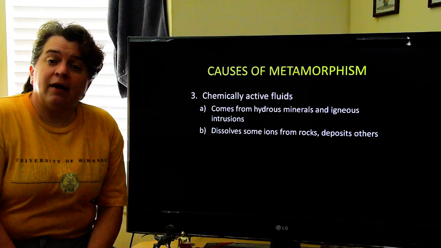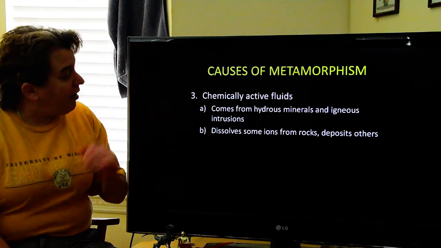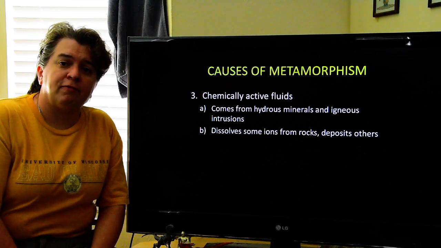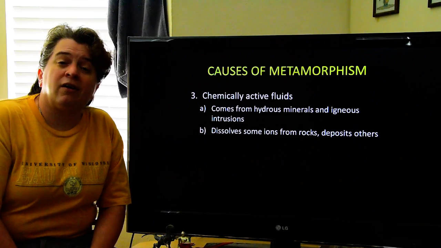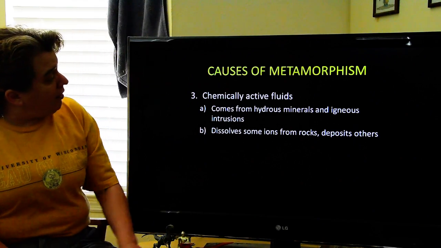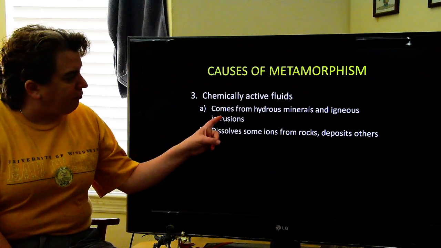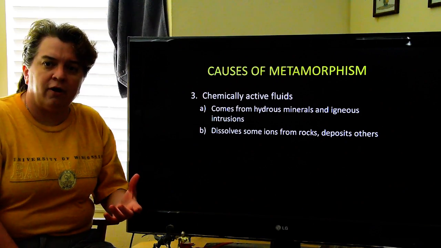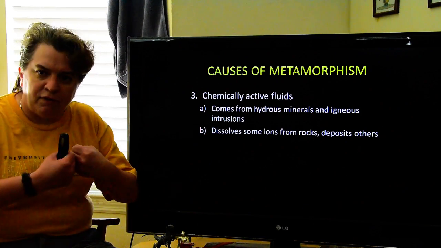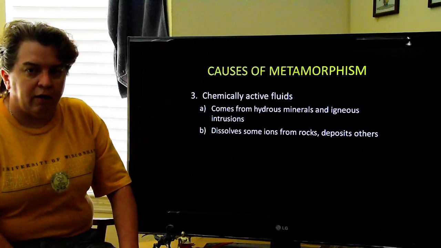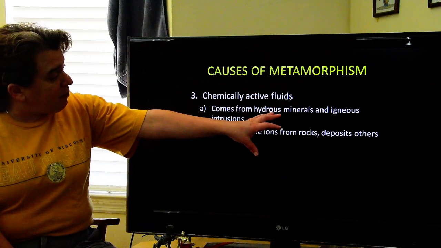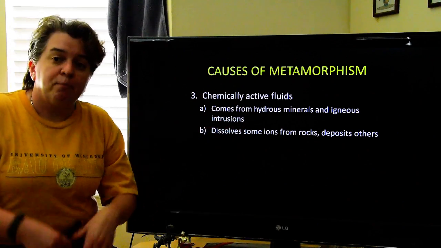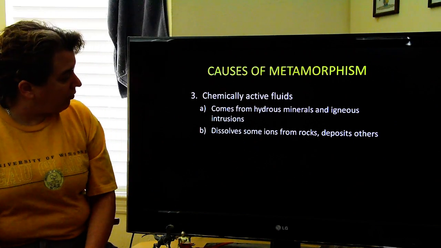Now, the last thing that can cause metamorphism is chemically active fluids. So what we're talking about with these chemically active fluids, these are things like hot water and carbon dioxide. And where do these come from? Well, they come from hydrous minerals, that's minerals that have water in their crystal structure. As they get buried and heated, the water will come out of the mineral. Some of this hot water comes from igneous intrusions as well, right? Those bodies of igneous rock that are deep underground.